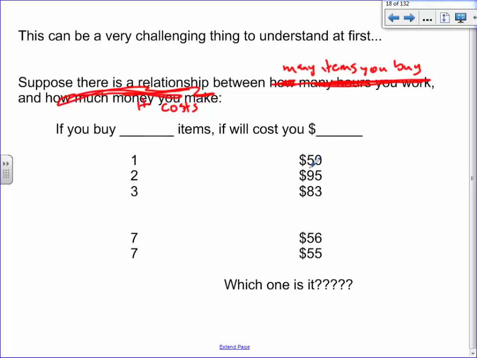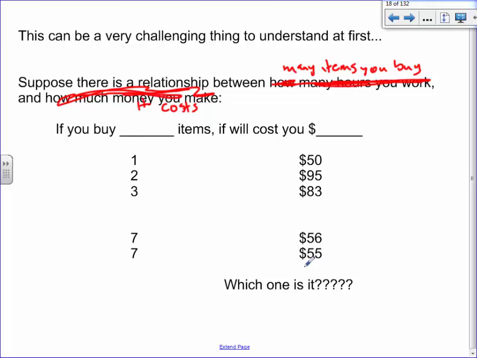Okay, let's say you buy one thing. It costs $50, right? You guys know how when you buy things in groups, sometimes they drop the price a little bit? So then you buy 2 of them. Rather than being 100, it's 95. You buy them in groups of 3, it's 83. Well, wouldn't it be kind of illogical to have 7 items cost 56, but then also in the same table to say that 7 costed 55? You'd be like, well, which one is it?